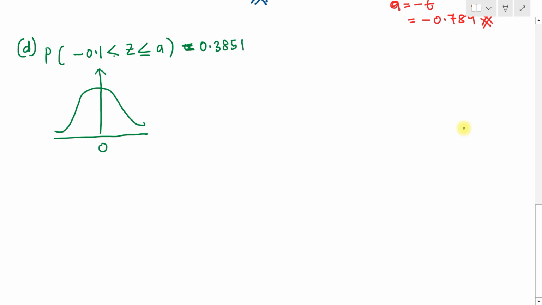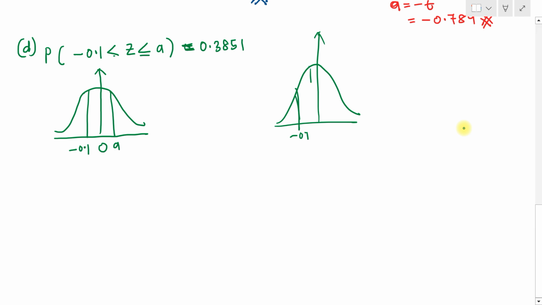Okay, 0.1 is very close to here. So your A must be here. Some people think like this: negative 0.1 and A can be on the same side. Yes, it can be also, but when I try to calculate, it doesn't match the answer. So you can try that if you want.